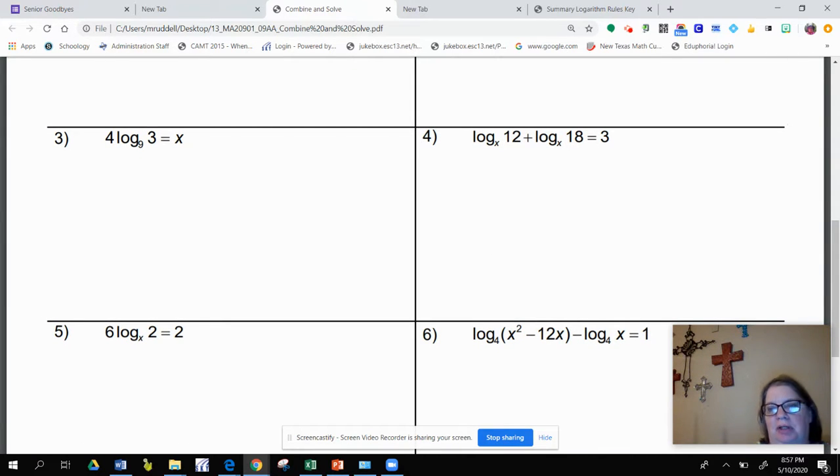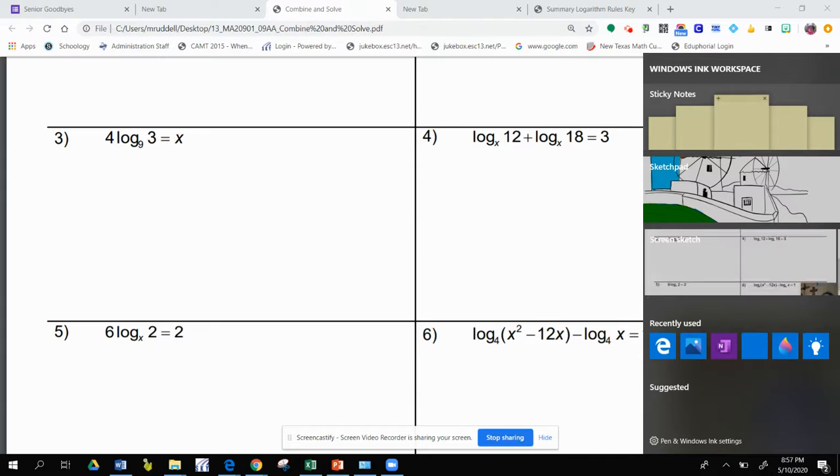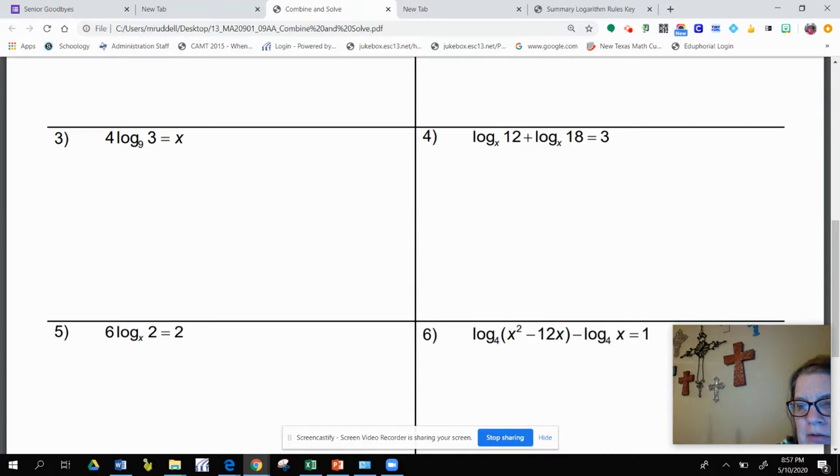We did the first two. Okay, the first step is to rewrite as a single logarithm expression. So change the two logs to one log. Remember that this number from the front becomes an exponent.